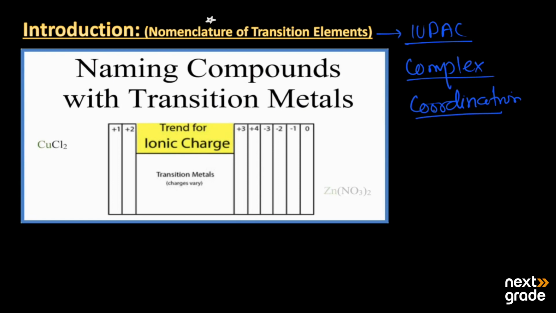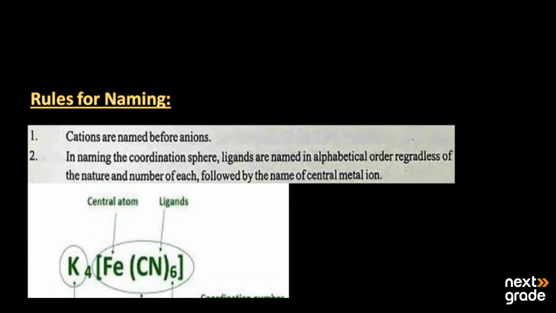Before that, how do we name the compounds with the transition metals? There is a trend of ionic charge increasing when we have the transition metals. These charges vary. They may have an oxidation state from positive 1 to positive 7. It depends upon what type of bond is present and to which type of atom they make the bond. So let's discuss the rules. How do we name these compounds?